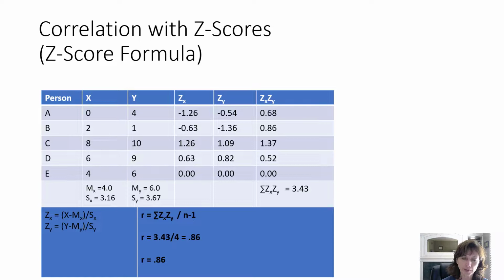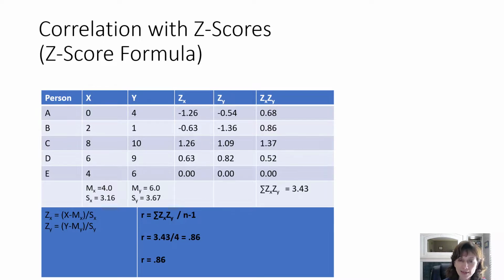That's what those formulas are: zx equals x minus the mean of x divided by the standard deviation of x. That's the formula for taking an x and converting it to a z-score. The same thing for z of y. If I take y minus the mean of y divided by the standard deviation of y, and plug each y score into that formula, that gives me a z-score for that y score. All right, so you could just assume that you were given z-scores. So you have the z-score for x and the z-score for y for each person.